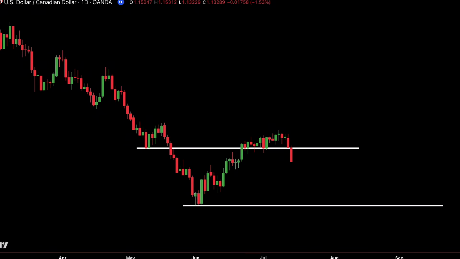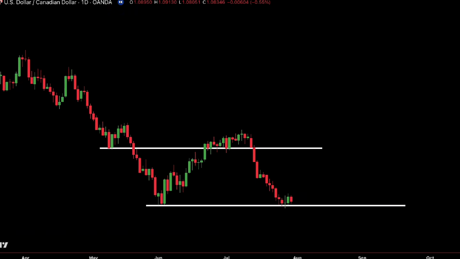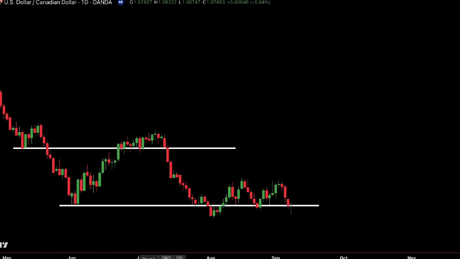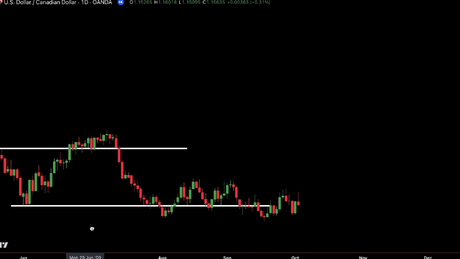Now watch what happens. Price retraces, violates the resistance, and then immediately closes back below it. This is a perfect example of a liquidity run. A continuation pattern that tells us sellers have stepped back in and the downtrend is ready for the next impulsive move. And as you can see, after the liquidity run forms, the market continues downward exactly as expected.